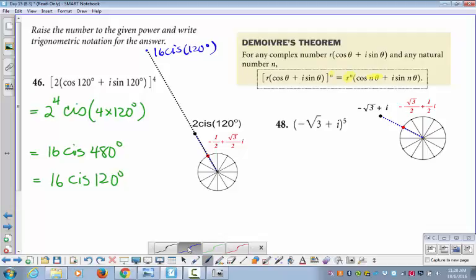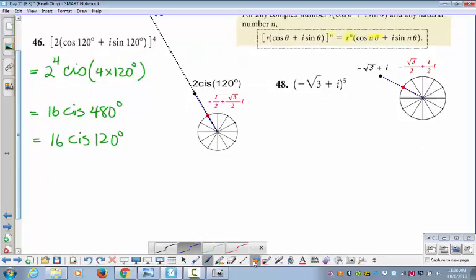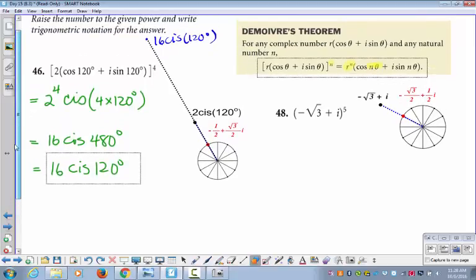And it says just leave it in trigonometric notation, so we're good to go. But this one is pretty easy to convert back if we wanted to, because cosine of 120 is a ratio we know, and sine of 120 is a ratio we know, so we could convert back easily. But we won't do it because we don't need to here.